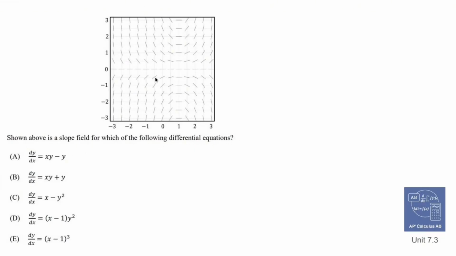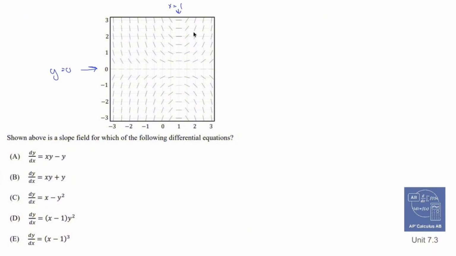Shown above is a slope field for which of the following differential equations? So we have this slope field here and a bunch of options, and let's see what we can notice. What you should always try to do first is find out where your slope is 0. When y is 0, we have a slope of 0. When x is 1, we have a slope of 0 too.